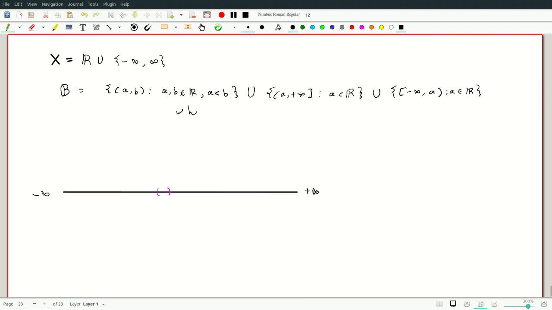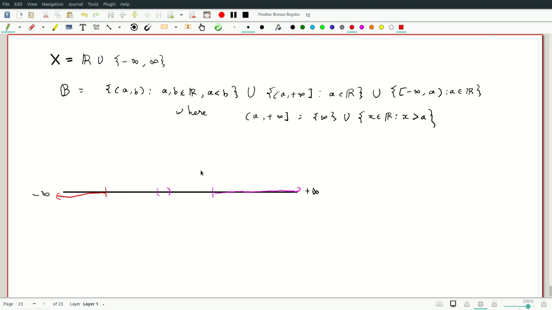And since I have written things this way, (a, +∞] is going to be the point infinity and the set of all x in R such that x is greater than a. Which presumably all of you would have guessed. It's a set which contains everything from here onwards and also the point infinity. And the other one is very similar. It goes off in this direction.